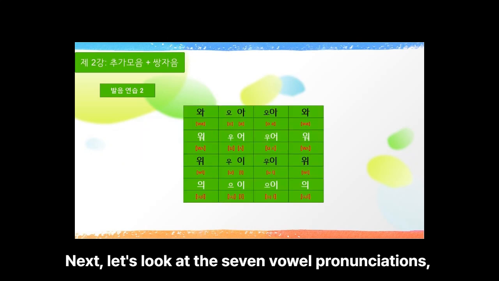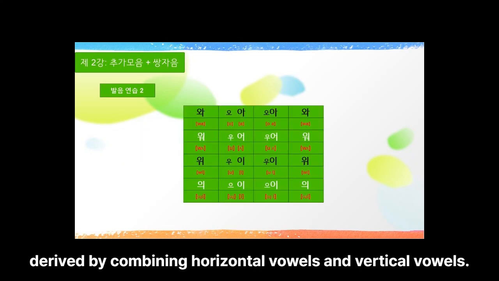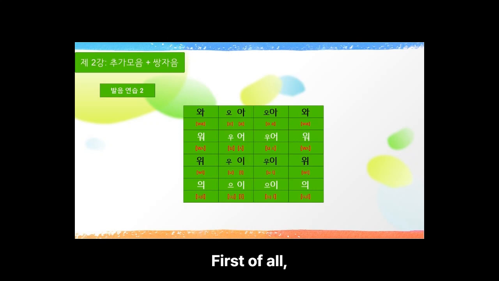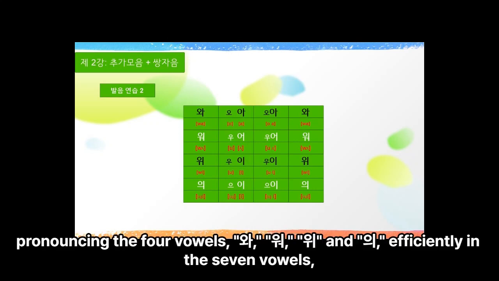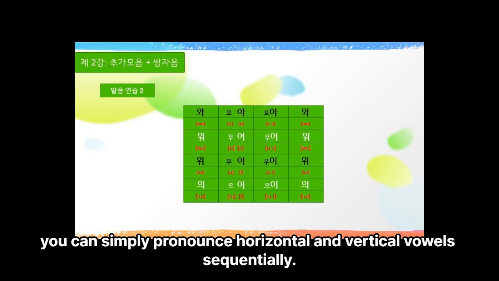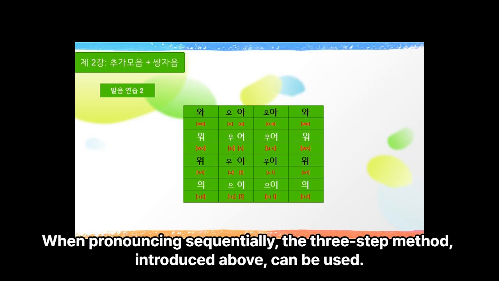Next, let's look at the 7 vowel pronunciations derived by combining horizontal vowels and vertical vowels. First of all, if you want to practice pronouncing the 4 vowels wa, wo, wi, and wi efficiently in these 7 vowels, you can simply pronounce horizontal and vertical vowels sequentially. When pronouncing sequentially, the 3-step method introduced above can be used.